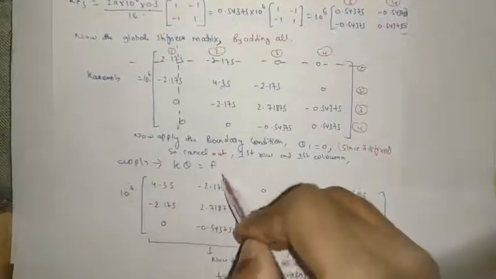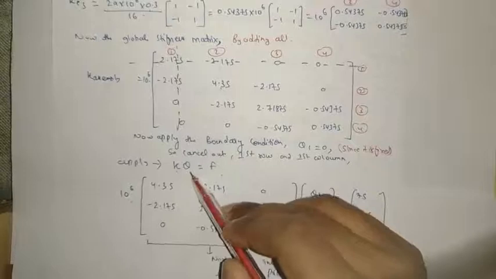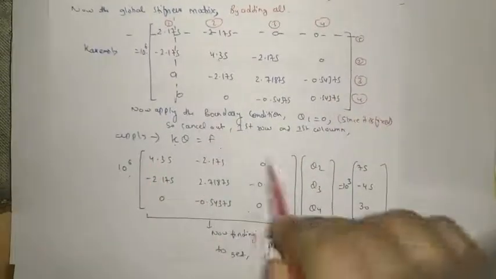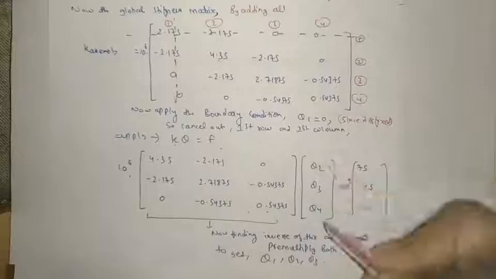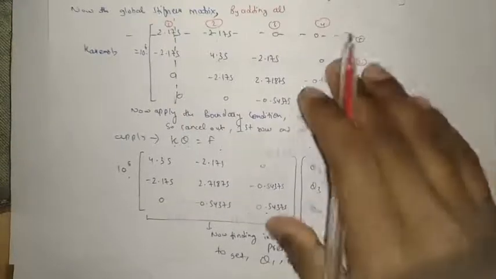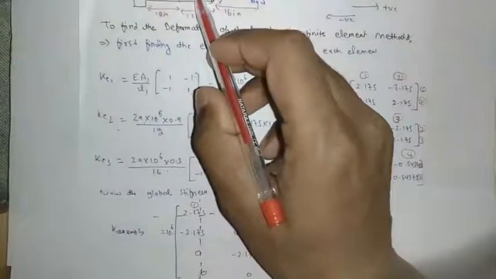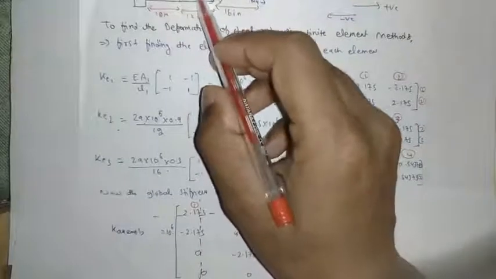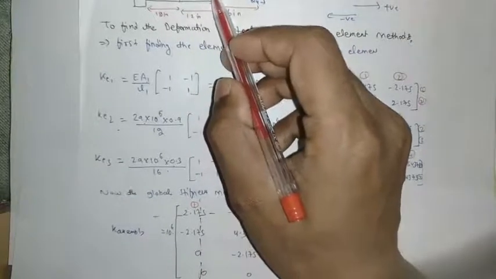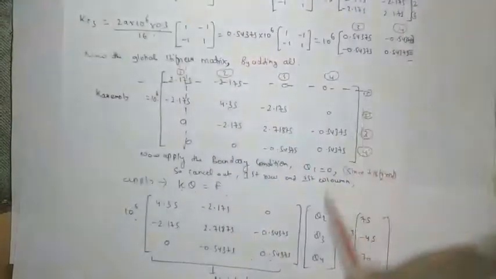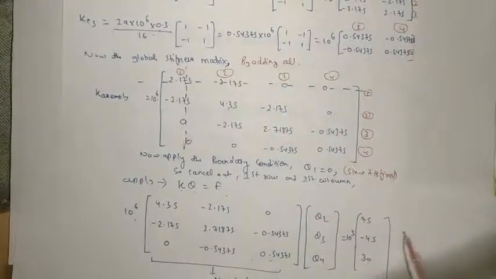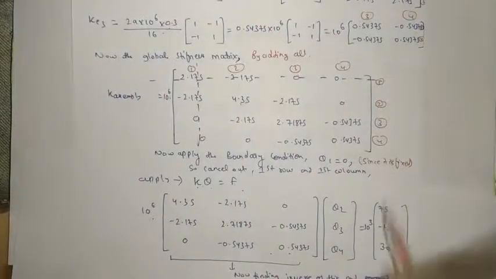Now applying KQ equal to F, that is stiffness times displacement equal to force. After applying the boundary condition, these are the Q2, Q3, Q4 values, and the forces are for the second, third and fourth nodes. For the forces, right-hand side is taken as positive and left-hand side as negative. The second force is 75 kips, so Q2 is 75 positive. The third is left-hand side 45 kips with a negative sign, and the fourth is a force of 30 kips on the right-hand side.